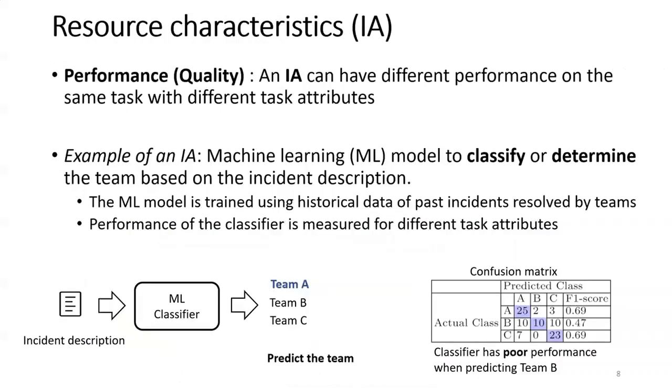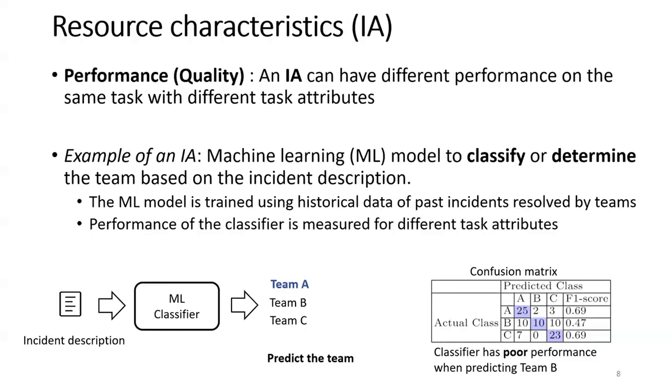So we'll just go through some of the resource characteristics considering an intelligent agent. The performance or quality of an intelligent agent can be different for the same task with different task attributes. Here's an example of a machine learning model that can take an incident description and identify the team that incident needs to be assigned to.